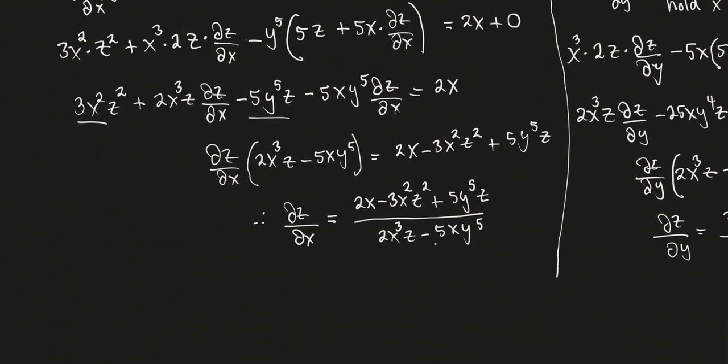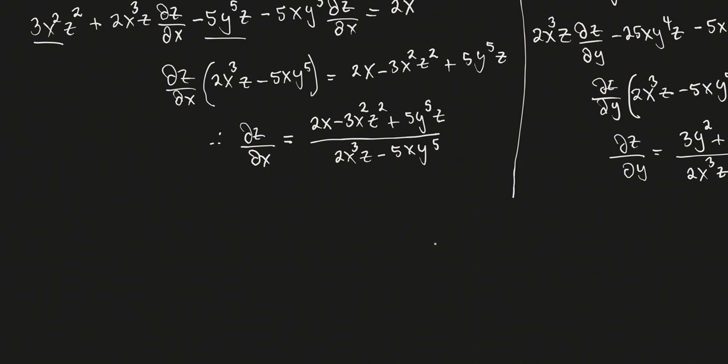Now, it turns out there is an alternative way you can do this. There's a little formula, and I just want to show you where this formula comes from. So let's say we have one of these surfaces in general. So consider g of x, y, z equals some constant.